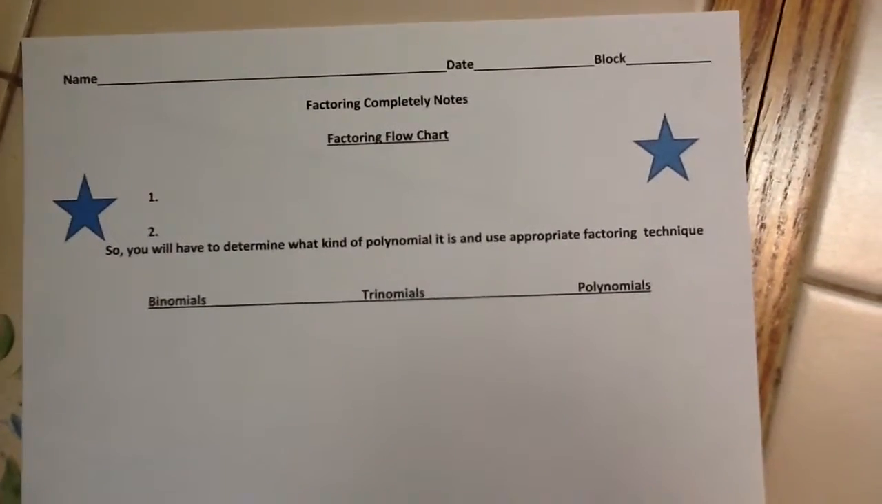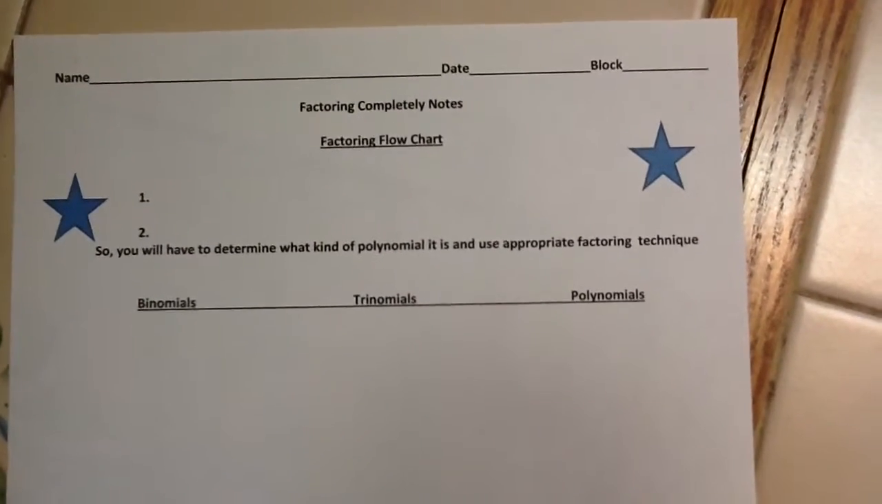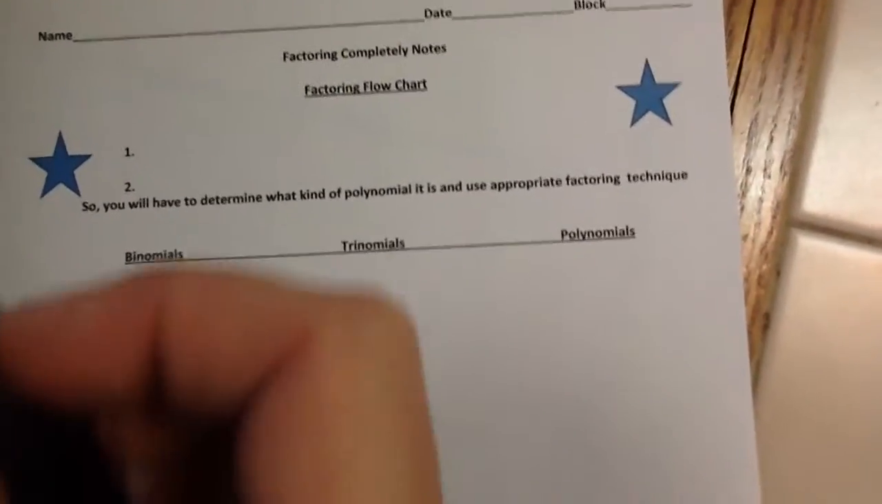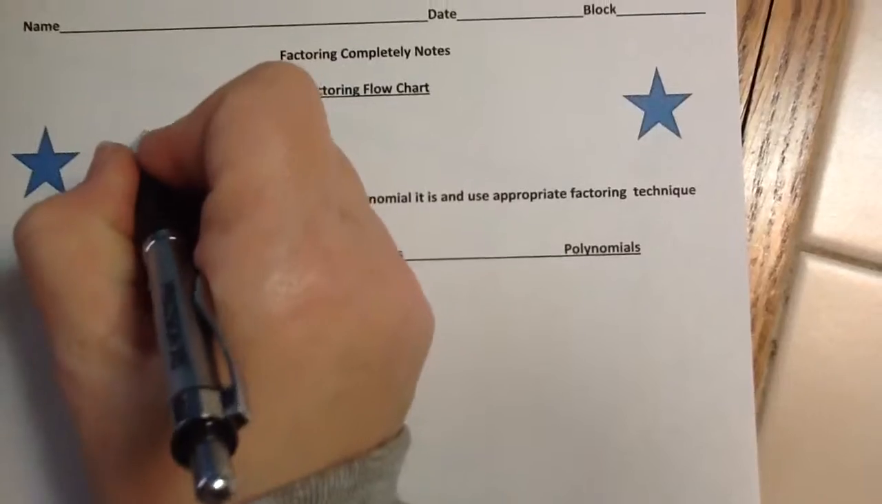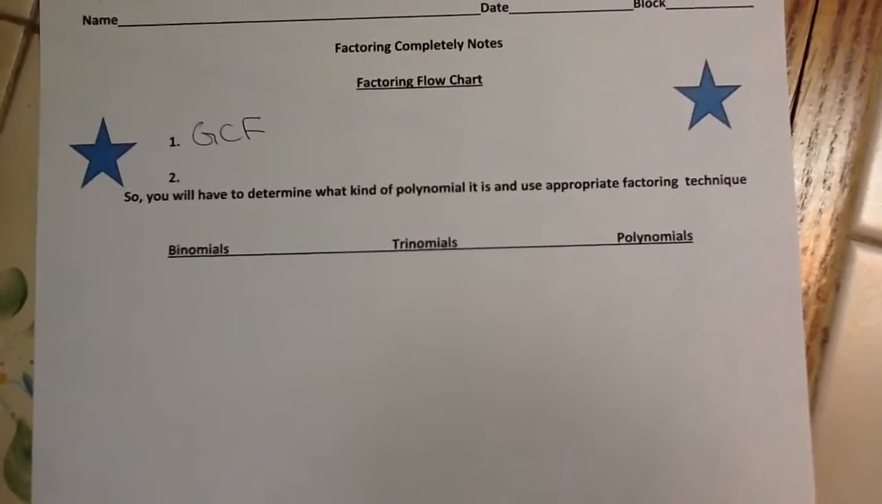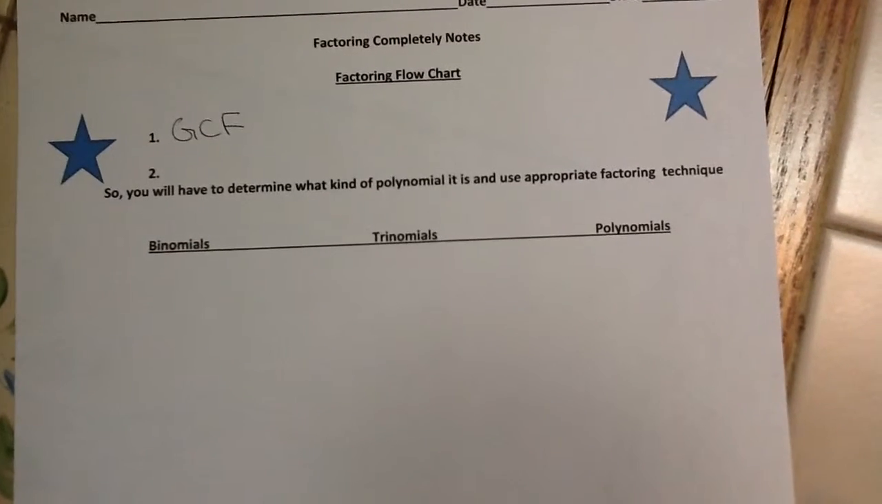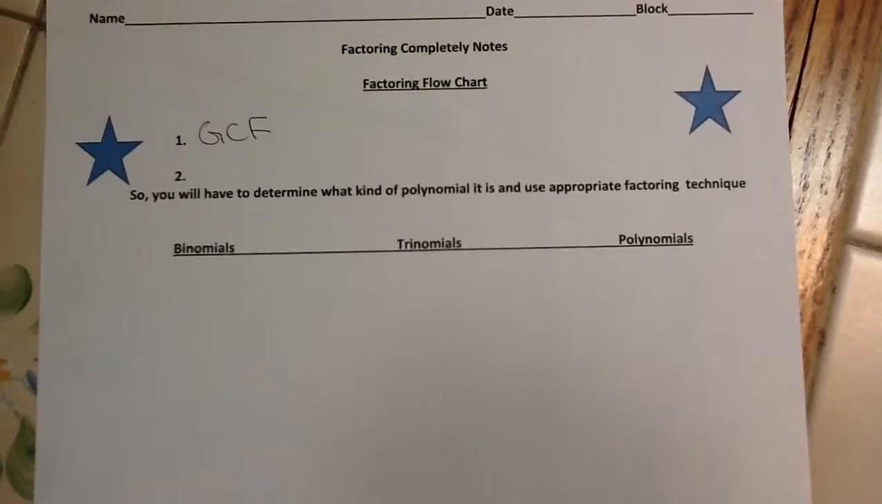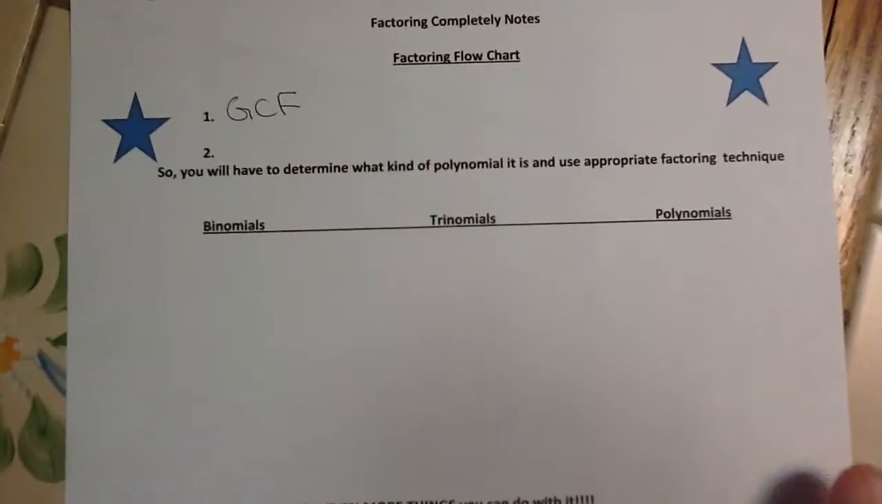Okay, for today's lesson, Factoring Completely notes. So this is kind of going to sum up everything we've done this chapter. Step 1 is always to look for the GCF. Step 2, you will have to determine what kind of polynomial it is and use the appropriate factoring technique. Binomial, that's what we did yesterday.